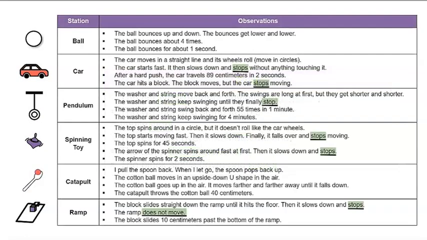Let's look at our observation chart again. Do you see any other words that are similar? Point to them on the screen. You know, we use the words fast and slow to describe the motion of the car. Do we use these words to describe the motion of any other objects? Point them out. Oh, wow, we also use fast or slow at the spinning toy station and the ramp station.